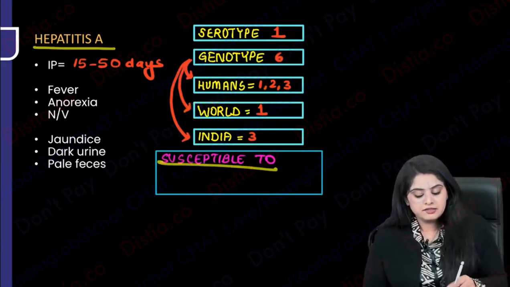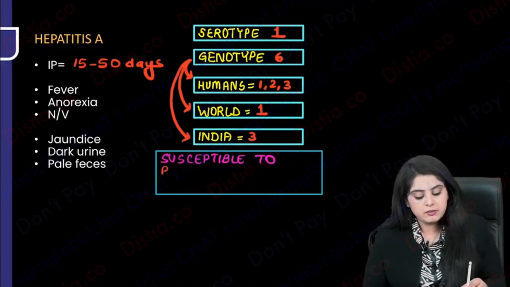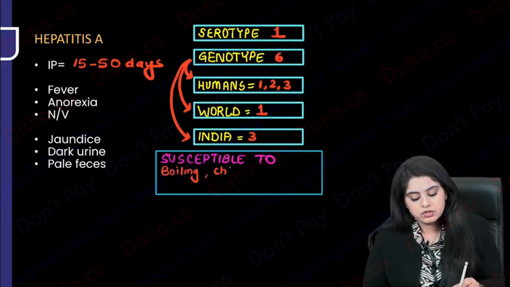Now, hepatitis A is susceptible to what? So, you can kill it by what all? You can kill it by boiling. You can kill it by chlorination, right? Chlorine can kill it. Autoclave can also kill it. And even formalin can kill it. So it's pretty susceptible to a lot of things.